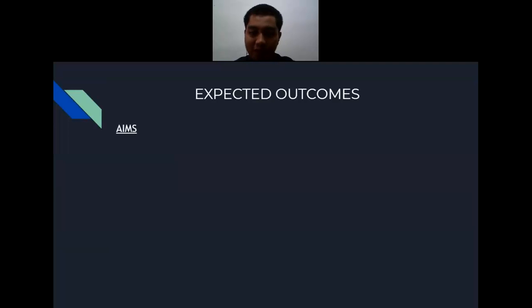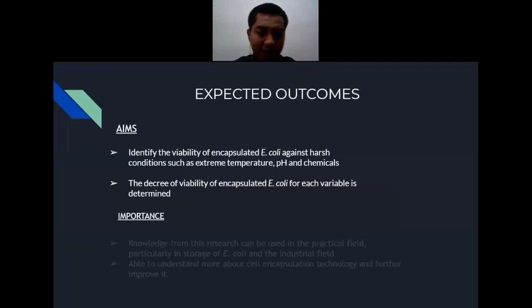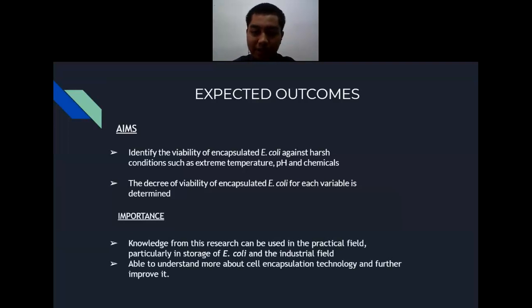For my expected outcomes, what I would expect from my research is, I aim to identify the viability of encapsulated E. coli against harsh conditions such as extreme temperature, pH levels, and chemical interaction. Next, the degree of viability of encapsulated E. coli for each variables mentioned before would be determined. The importance of my research are: first, the knowledge from this research can be used in the practical field, particularly in E. coli storage and the industrial field. Next, my research would allow us to understand more about cell encapsulation technology and further improve it for the betterment of biotechnology.